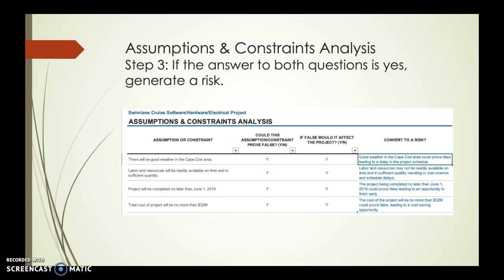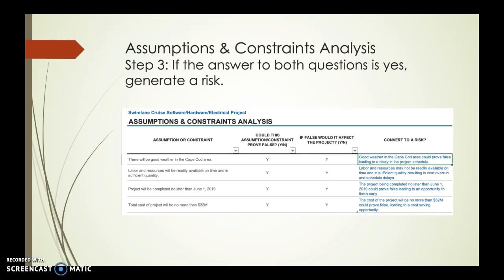Good weather in the Cape Cod area could prove false, leading to a delay in the project schedule. Labor and resources may not be readily available on time and in sufficient quantity, resulting in cost overrun and schedule delays. The project being completed no later than June 1st, 2019 could prove false, leading to an opportunity to finish early. And there I worded it as an opportunity since this is a constraint and I'm looking at it in terms of can we finish early. And I did the same with the cost as well.